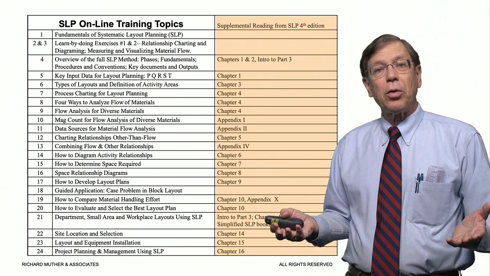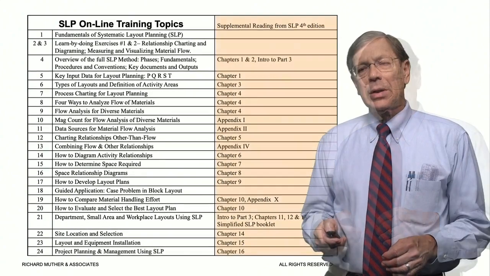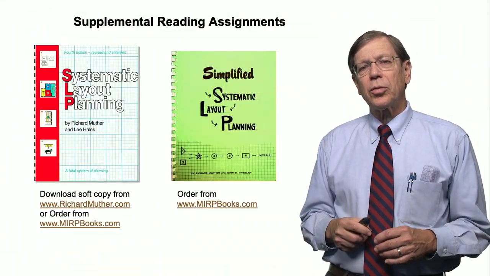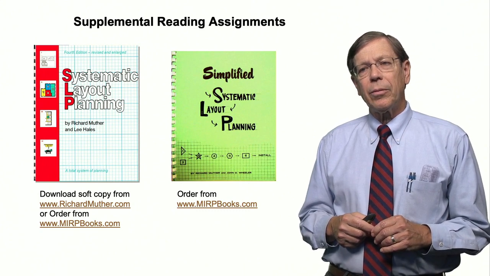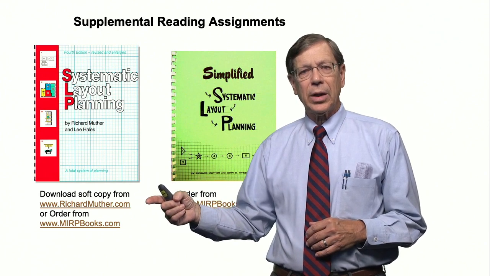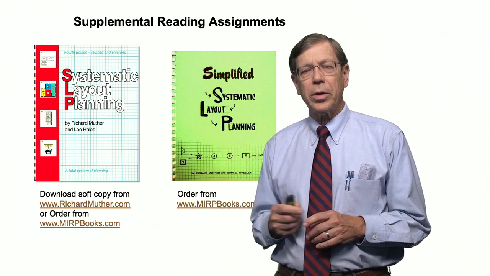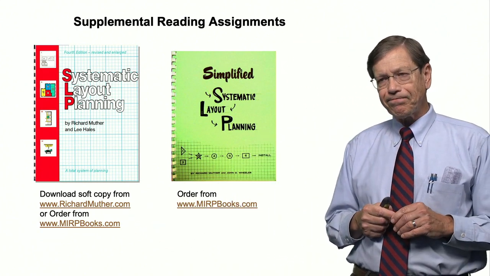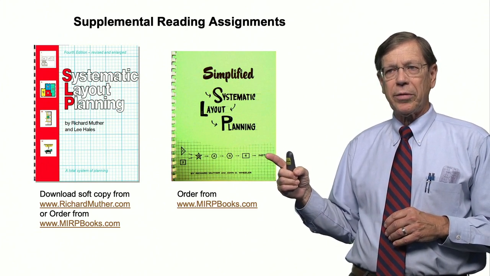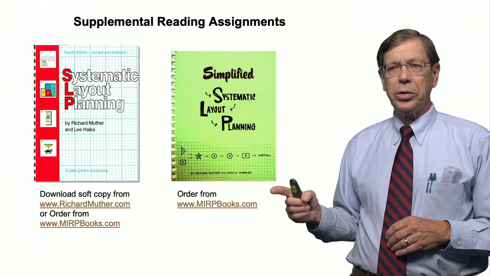Now, there are some supplemental readings married up with each session. There's a chapter in the text, and I'll tell you about those books. You should have received the books with your sign-up. On this text, you can get it in soft copy at no charge on the website. If you wanted a hard copy, you can order it from the publisher if you did not receive it. And the simplified or short form of SLP, we do not have a soft copy of that. So if you want that one, you're going to have to order it.